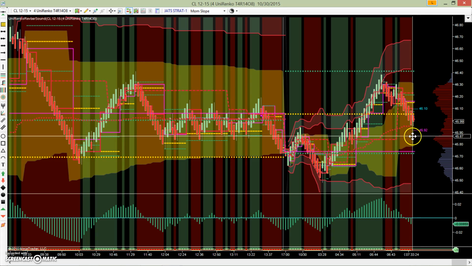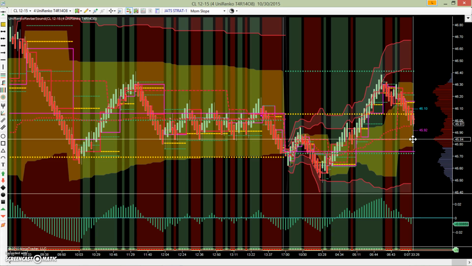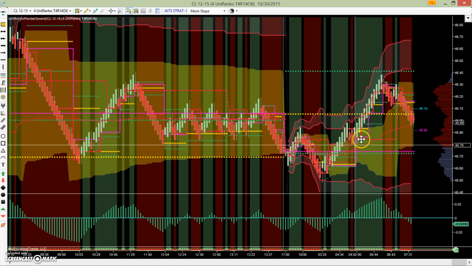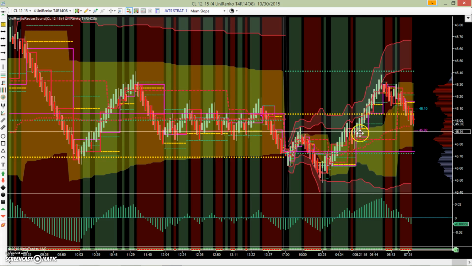People use floor pivots, people use previous high and low, obviously, for support resistance, but find your intraday support resistance levels and see if the market responds to those levels. And then you know that you can take a trade at that location.